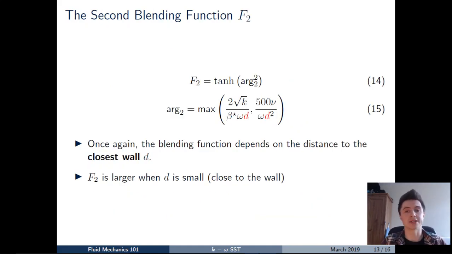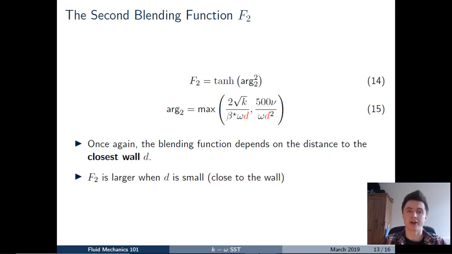So F2 again takes a hyperbolic tangent form so that we ensure that the transition between the original viscosity and the limited viscosity is smooth, and as we expect, this arg2 also depends on the distance to the nearest wall, D, and that's highlighted there in red. So as D reduces, we get closer to the wall, our argument increases, and therefore F2, our second blending function, also increases, so we're more likely to be limiting the dynamic viscosity.